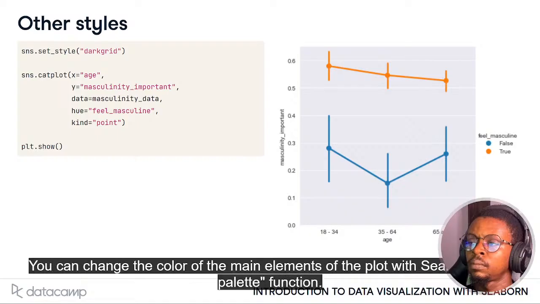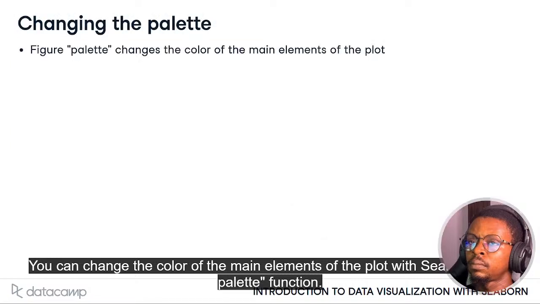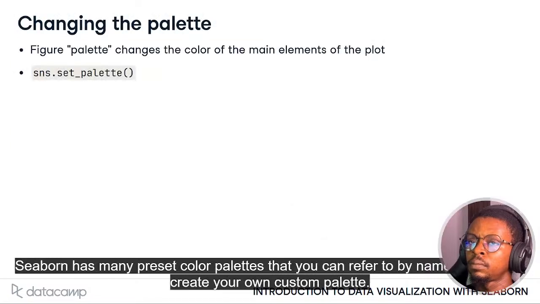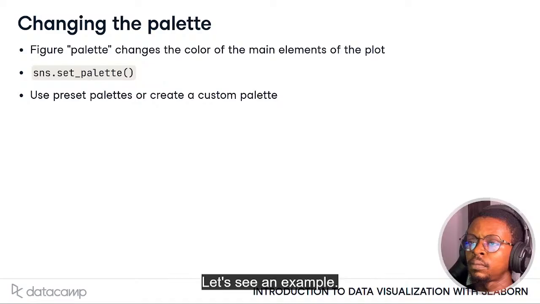You can change the color of the main elements of the plot with Seaborn's set palette function. Seaborn has many preset color palettes that you can refer to by name, or you can create your own custom palette. Let's see an example.